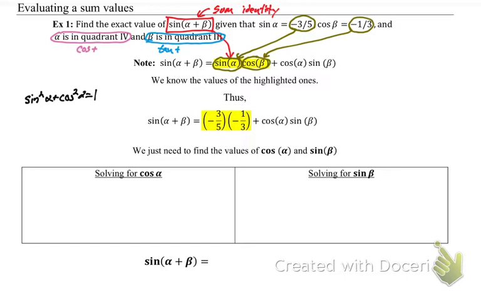I'm going to shorten this problem just a little bit. I'm going to solve for cosine alpha without plugging any numbers in here. In order to do that, I'm going to move the sine squared to the other side. That will give me cosine squared alpha equals 1 minus sine squared alpha. I'm going to take the square root of both sides, and cosine alpha is going to equal plus or minus the square root of 1 minus sine squared alpha.